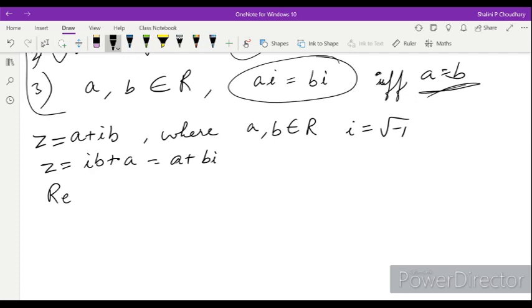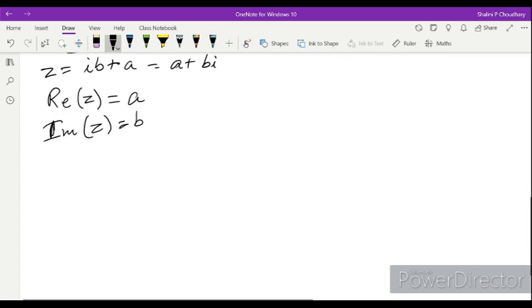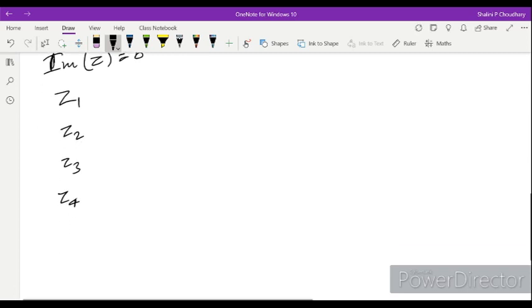Real part of z, which one is the real part? The imaginary part is the one that comes with i, and the part that does not come with i is the real part. So Re of z is a and imaginary part of z is b. Okay, so this is clear. Now if we have complex numbers, like z1, z2, z3, z4, z5 given.